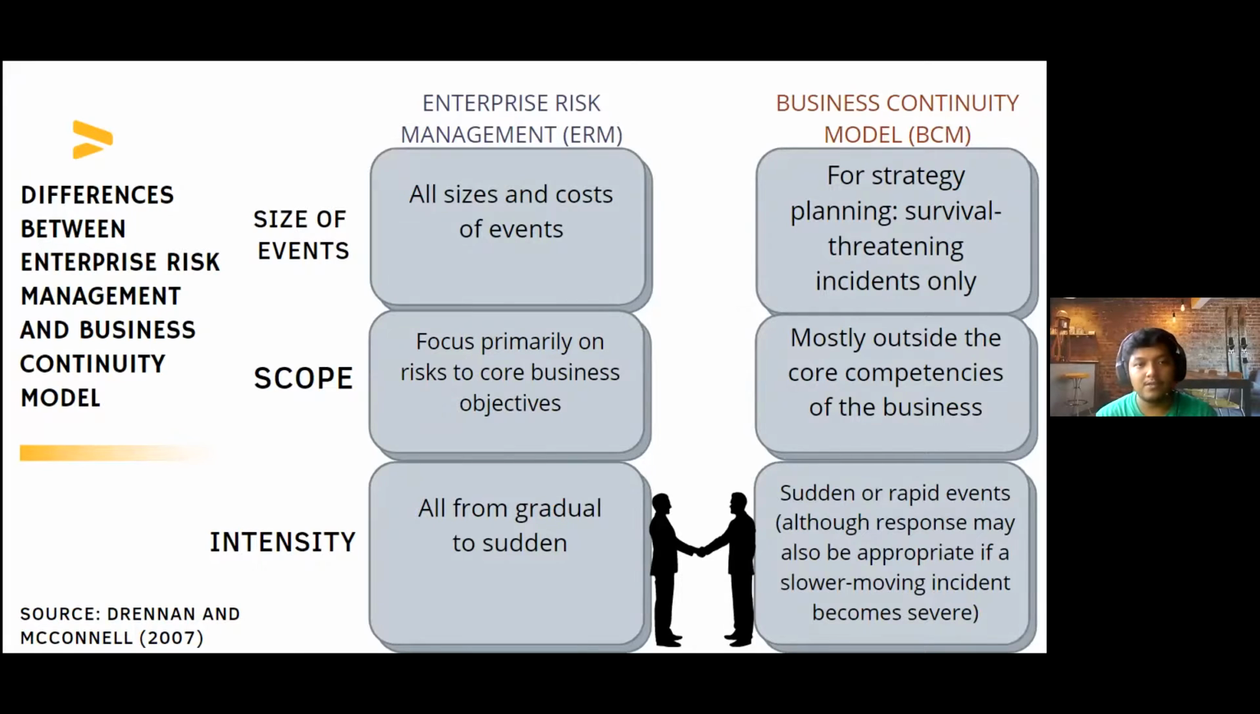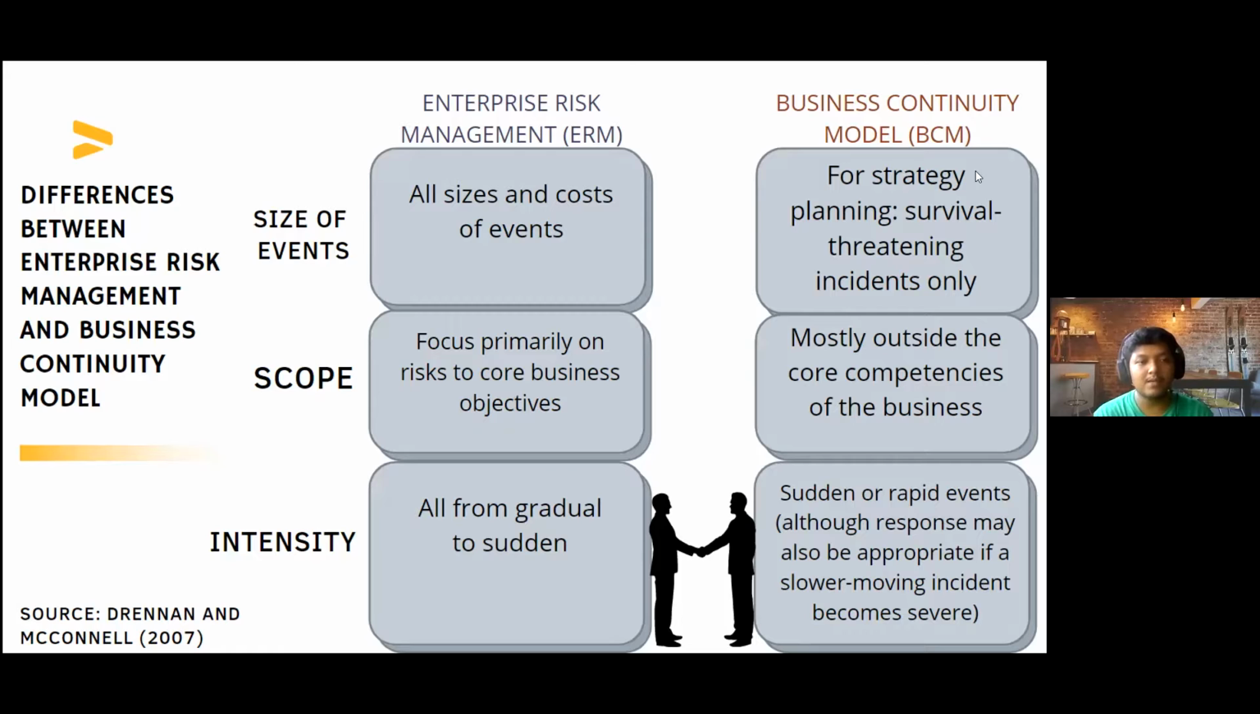Next, the scope. Enterprise risk management focuses primarily on the risk to core business objectives, while the business continuity model covers mostly what is outside of the core competency of the business. So it shows that the business continuity model exhibits the things that are under the strength and the core business objective, rather than comparing the outside matters.